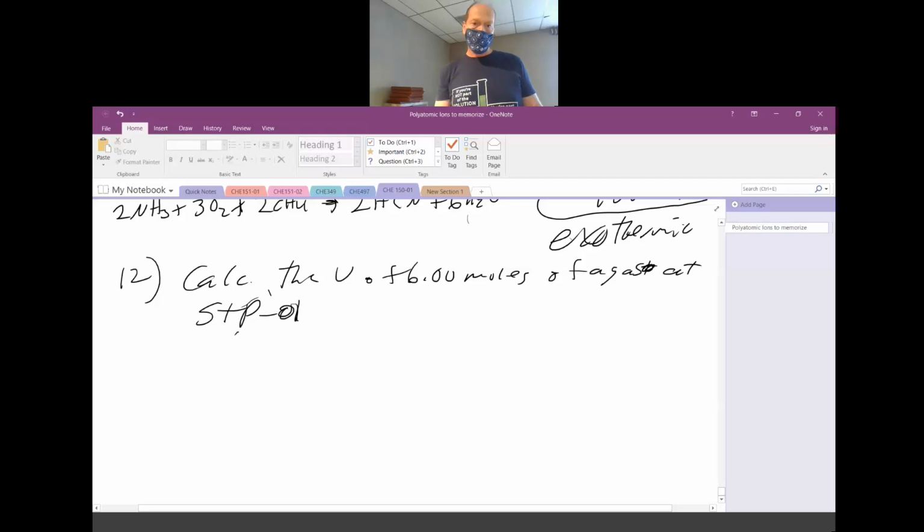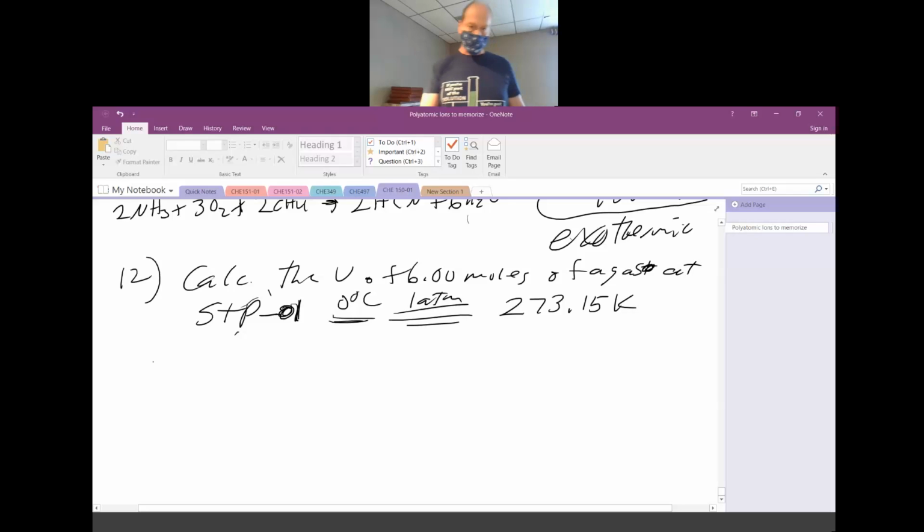When I have STP, I will write a 0 1 after it so I don't forget that my temperature is 0 degrees Celsius and my pressure is 1 atmosphere. I never forget the 1 atmosphere, all right? But sometimes when you say standard temperature, many times that's 25. STP is a gas standard temperature, and that is 0. Of course, we don't want that in Celsius, so that's 273.15 Kelvin. And that's 5 sig figs and a perfect 1 atmosphere.